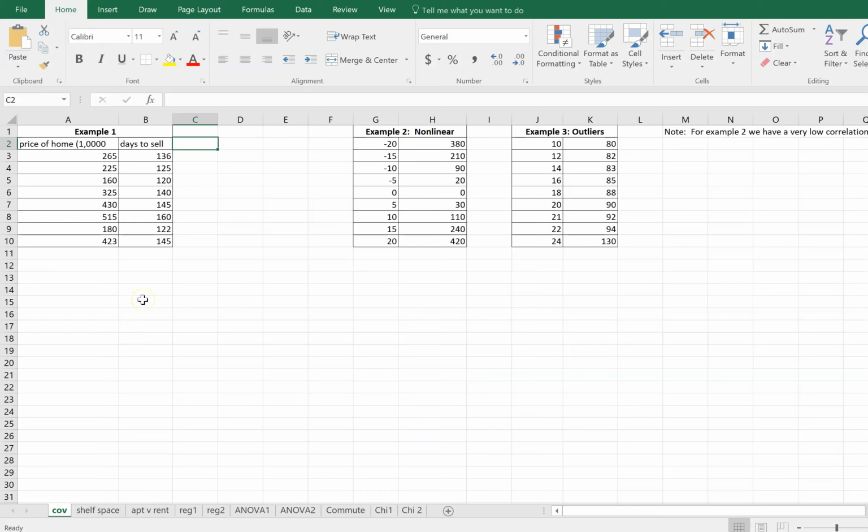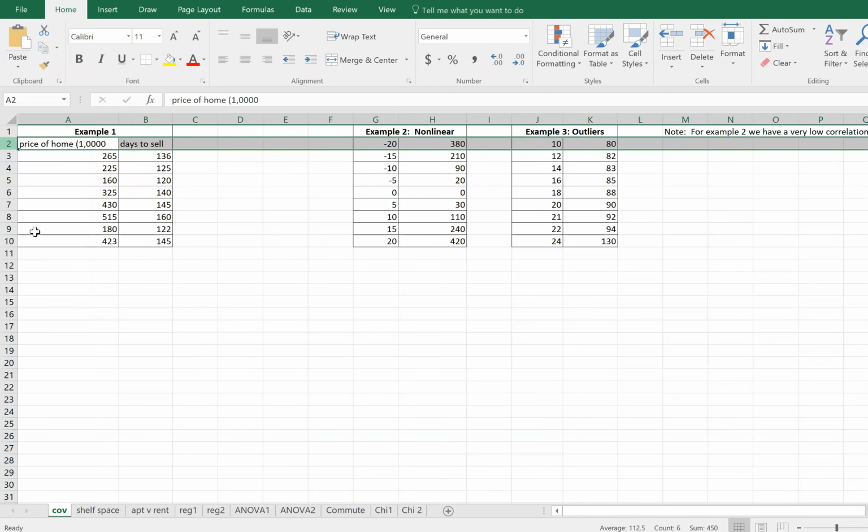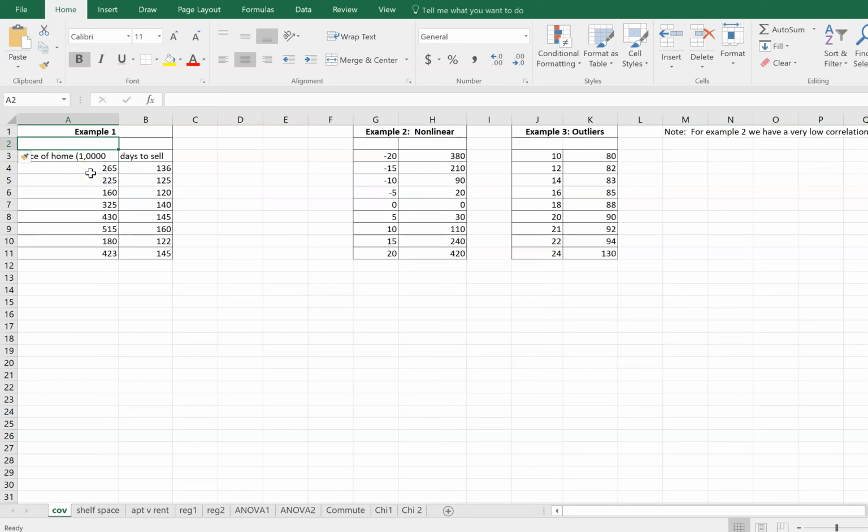So example 1, I have price of the home in $100,000 in the left column. I have days to sell on the right side. So the question is, can the price of the home predict how long it will take to sell? That's the question. So the first thing I always try to understand in my questions is, what is the X value and what is the Y value? Well, if I'm using X, the home price, to predict the days to sell, and that's the key, what I'm trying to predict is always my Y, then that's my order, X, Y.